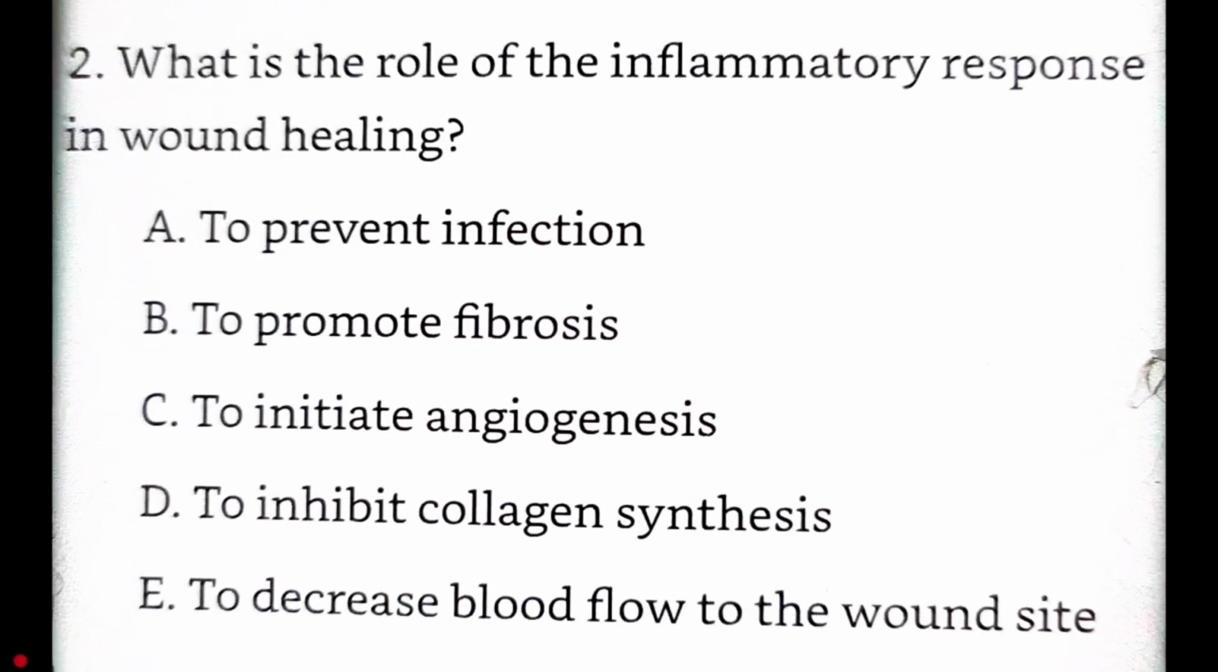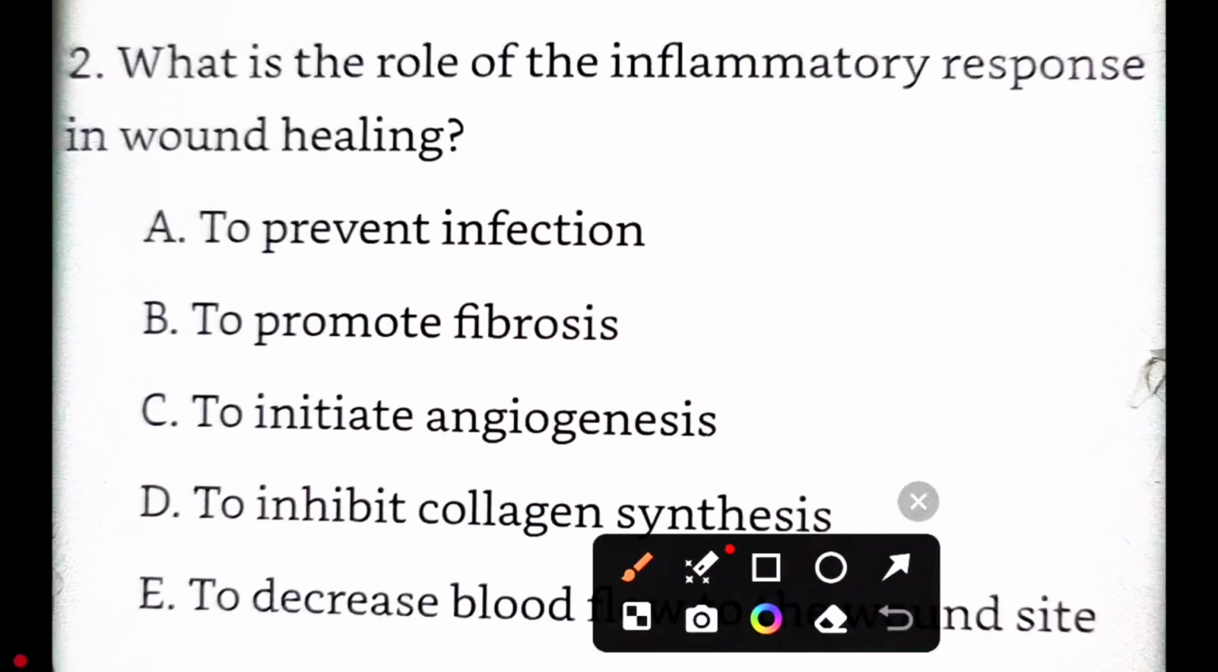What is the role of inflammatory response in wound healing? To prevent infection, to promote fibrosis, to initiate angiogenesis, to inhibit collagen synthesis, to decrease blood flow to the wound site. So guys, if you want, you can pause this video and try to answer in the comment section. So the single best answer here is to prevent infection.